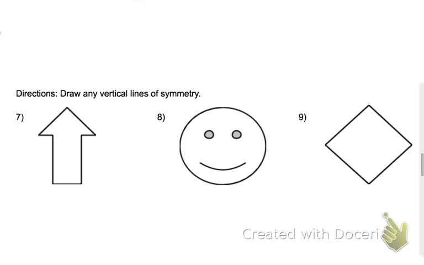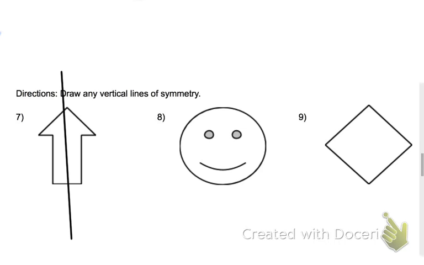Okay, to remind you guys, a line of symmetry is where I could draw a straight line right down the middle, and it's going to look the same on both sides. So where I draw that line, it would be like if I could fold that figure in half and it would map itself onto itself. So, number 7 says draw any vertical lines of symmetry. So a vertical line would be this line that goes right down the center.